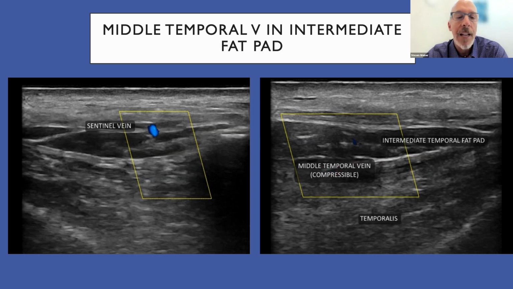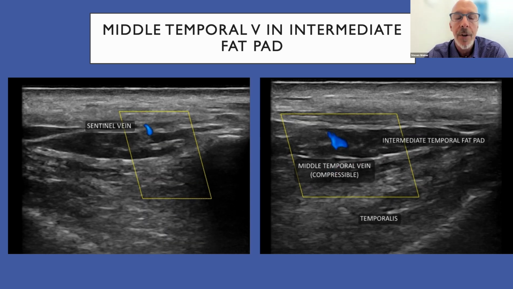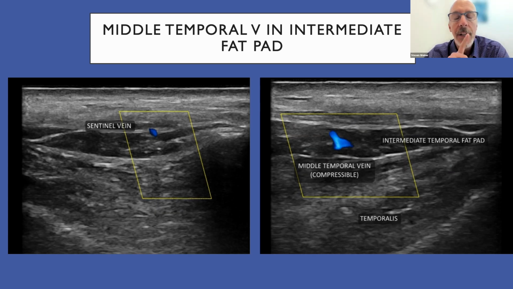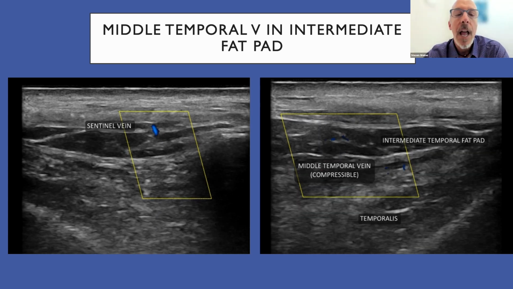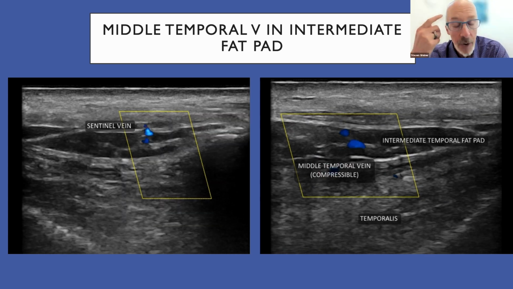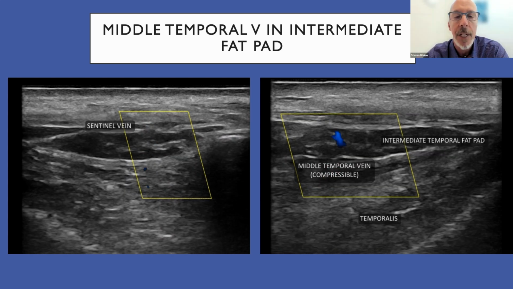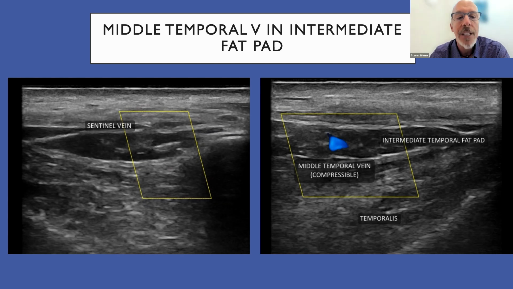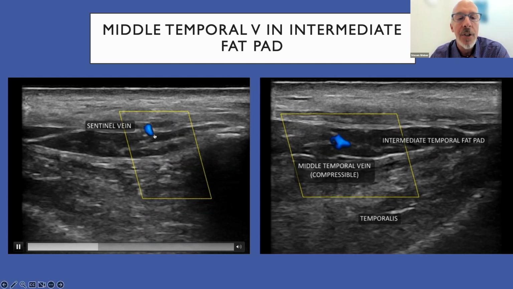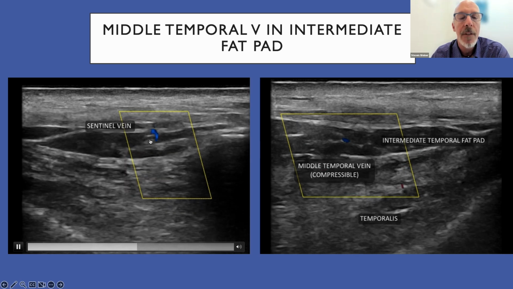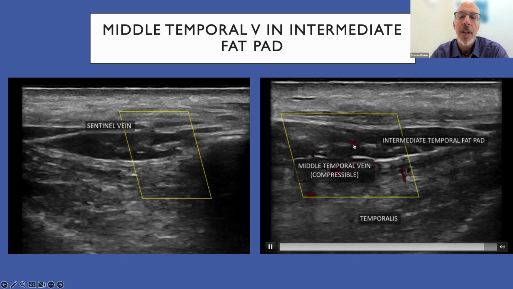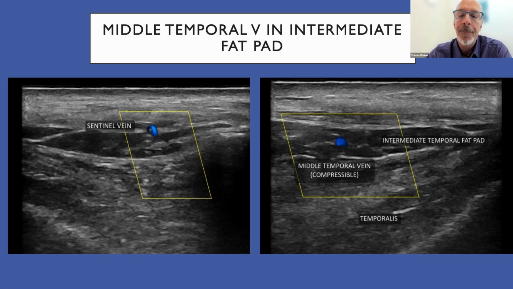These are two vascular structures which weren't mentioned earlier. These are the venous structures. And the sentinel vein empties the superficial venous structures of the temple. And we see them often just beneath the skin. And it brings it through the two layers of fascia into that middle temporal fat. And in the middle temporal fat, you have the middle temporal vein.